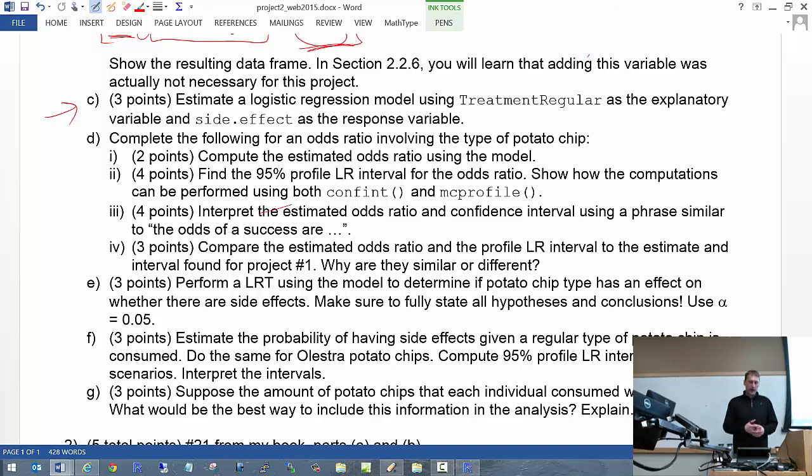Part C then says estimate a logistic regression model using the type of potato chip as the explanatory variable, and the binomial side effect as your response. Part D involves the stuff that we're going to do next in the notes, where you're going to do some odds ratios. You're going to notice that the odds ratios you get from logistic regression will be the same as what you get from using a 2x2 contingency structure in section 1.2.